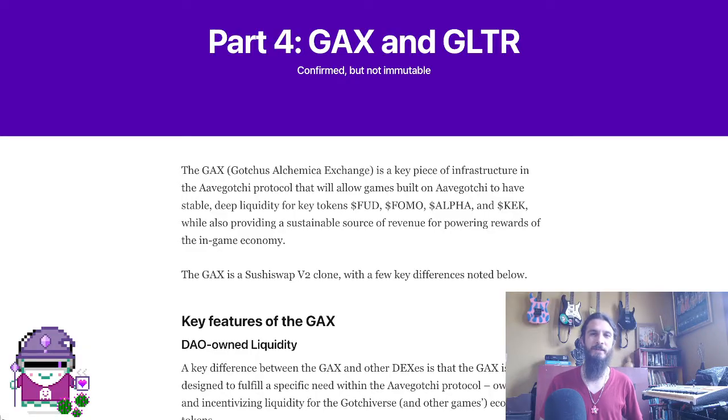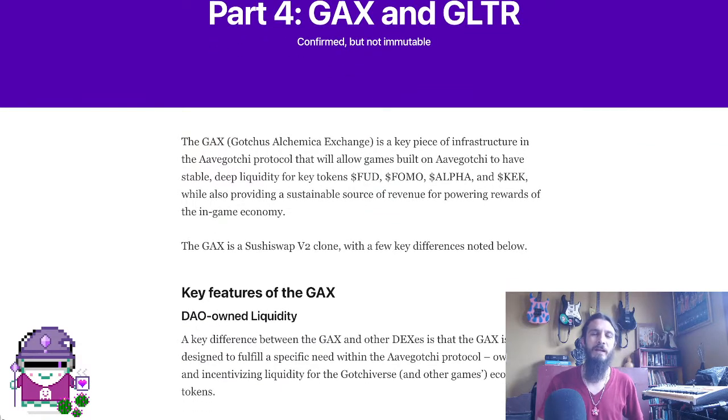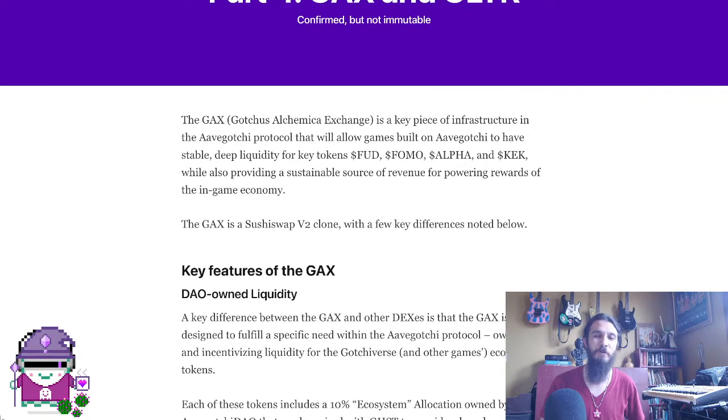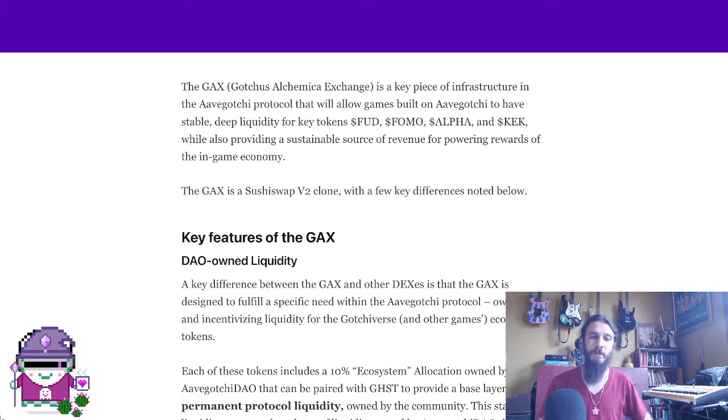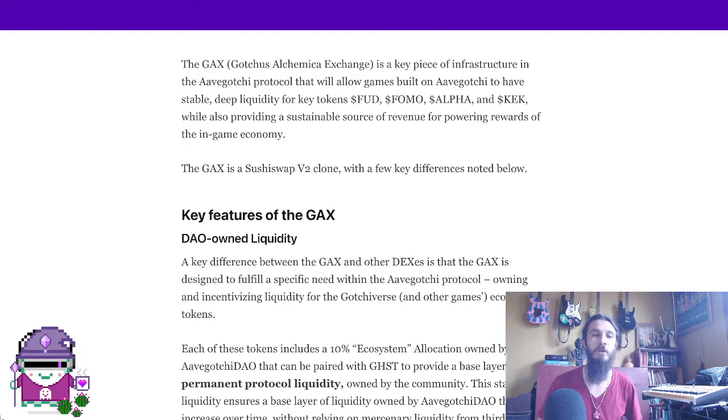All right, Gotchi gang, we're coming at you with the final part: GAX and Glitter. The GAX is the Gotchis Alchemica Exchange. It is our Gotchi decks. We've got the FUD, FOMO, Alpha, and Kek. That's where you're going to be able to make your swaps. It is a SushiSwap V2 clone with some notable differences.